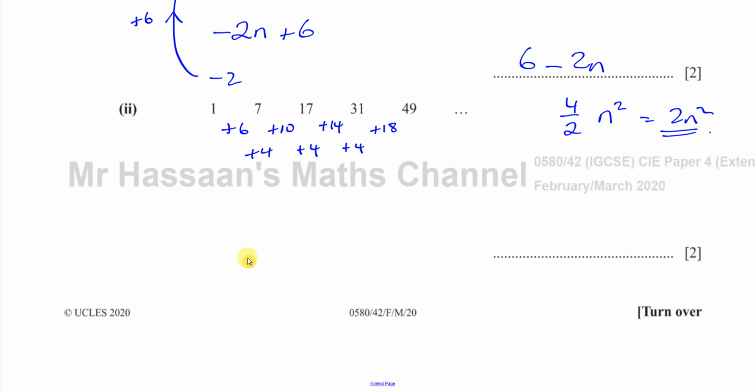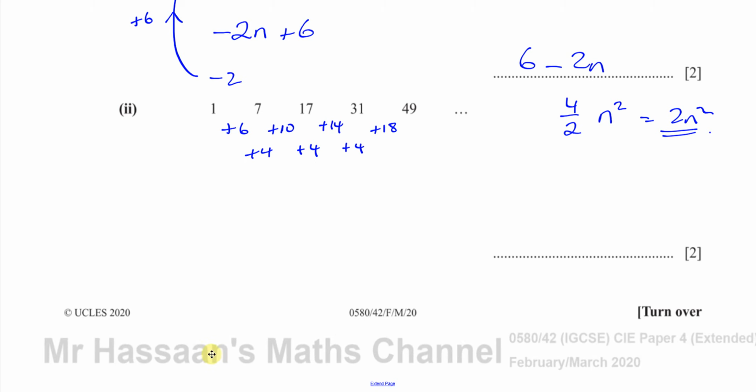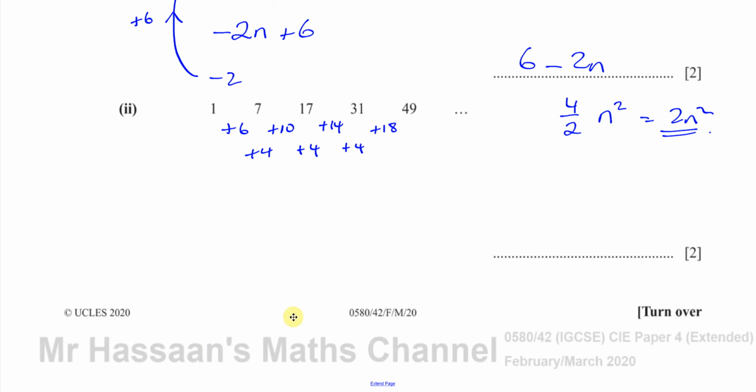Let me just move this down here. The first way I'll show you is the way that I like. I'm going to take this 2n squared. I'm going to write down n, then n squared, then 2n squared, and then I'm going to leave a gap, and then I'm going to write down my sequence. My sequence is 1, 7, 17, 31, and 49.